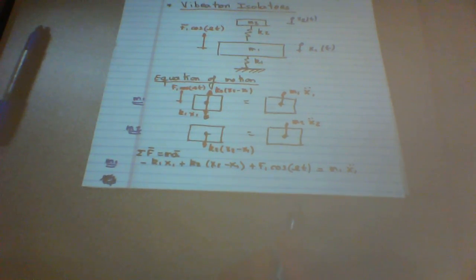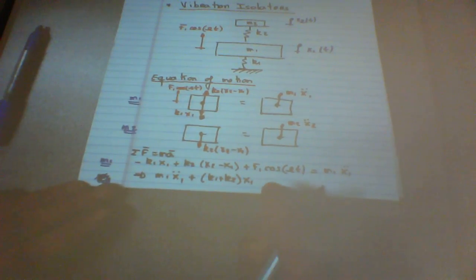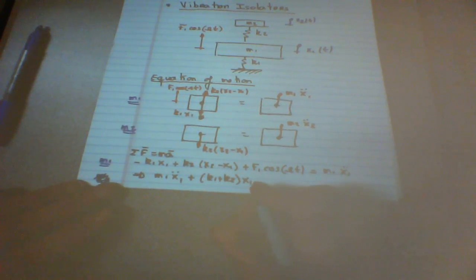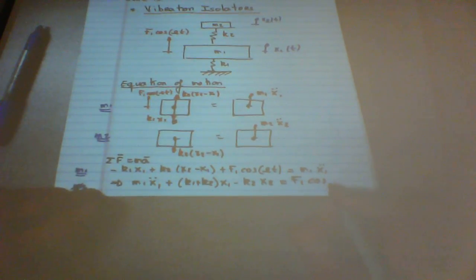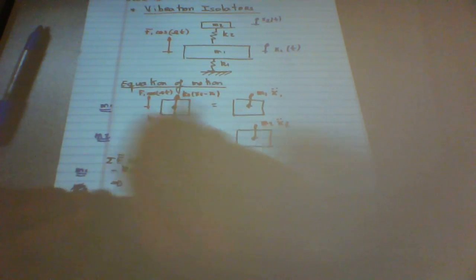I was trying to squeeze everything, but probably I won't be able to. So this will give you M1 X1 double dot plus (K1 plus K2) X1 minus K2 X2 equals F1 cosine of capital omega t.